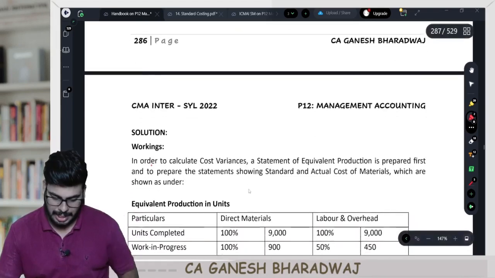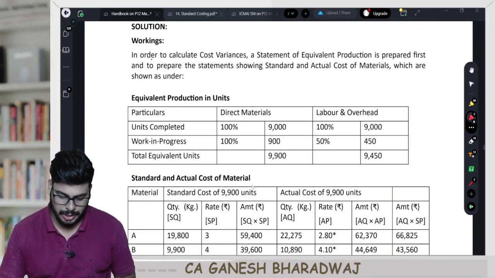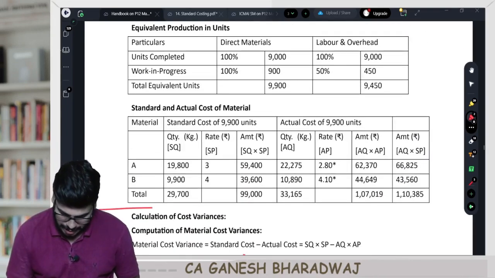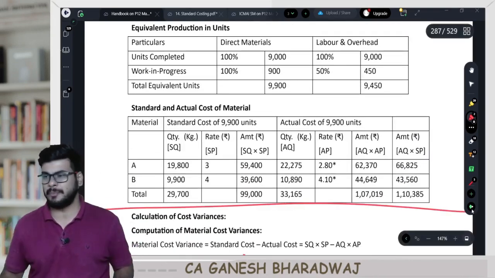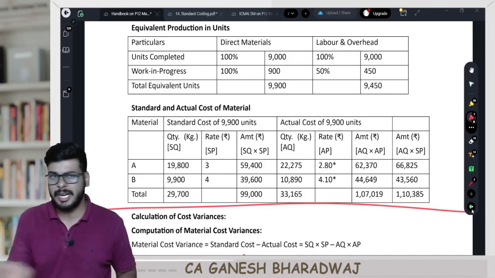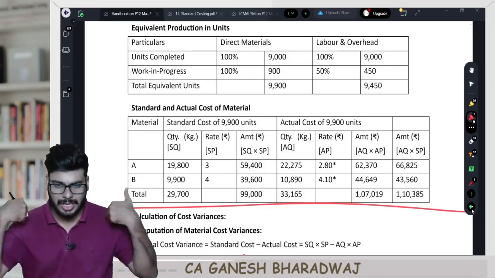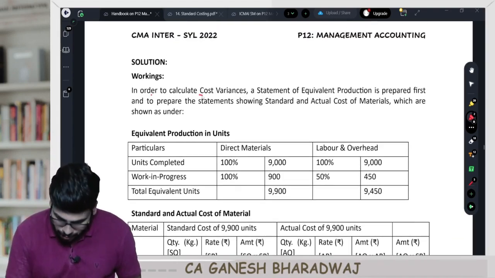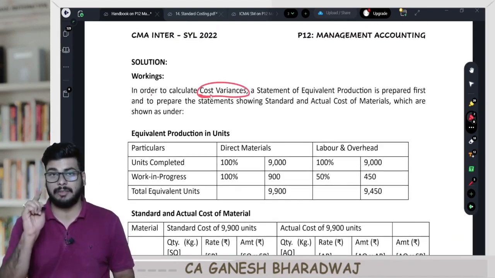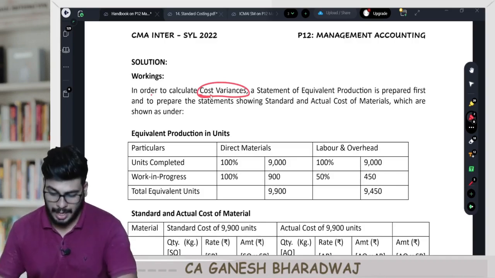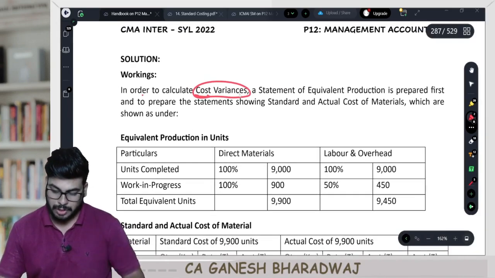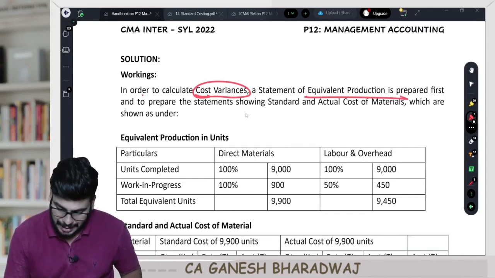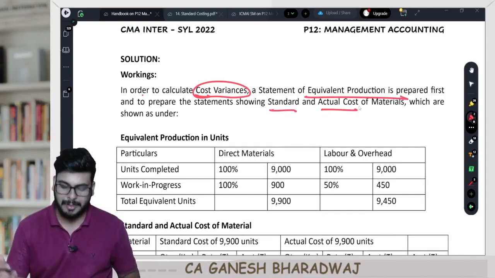Let me just walk you through this. Now look at this. In our institute study material, up to this they have done correctly, but for the purpose of calculating variances, left, right and center, there are a lot of mistakes. So that's why I've written the entire question for you. Now look at this, guys. These are the exact words given in the study material which I've kept in our handbook. In order to calculate the cost variances, the statement of equivalent production is prepared first, and then the statement showing standard and actual cost of material, which are shown as below.